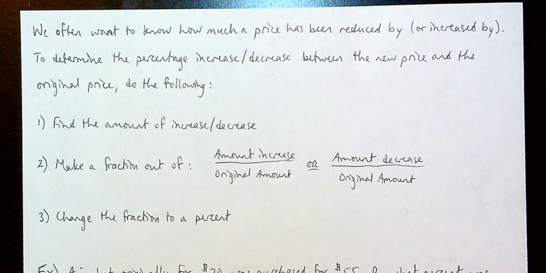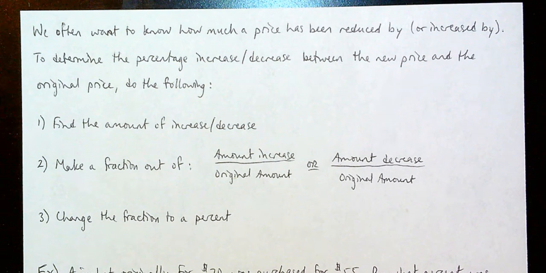To determine the percentage increase or decrease between the new price and the price that it was first listed at, you're going to do the following. You're going to first find the amount of increase or decrease in the price. Then 2, you're going to make a fraction out of the amount of increase over the starting price or the amount of decrease in the price divided by the starting price. And then you're just going to change that fraction to a percentage.